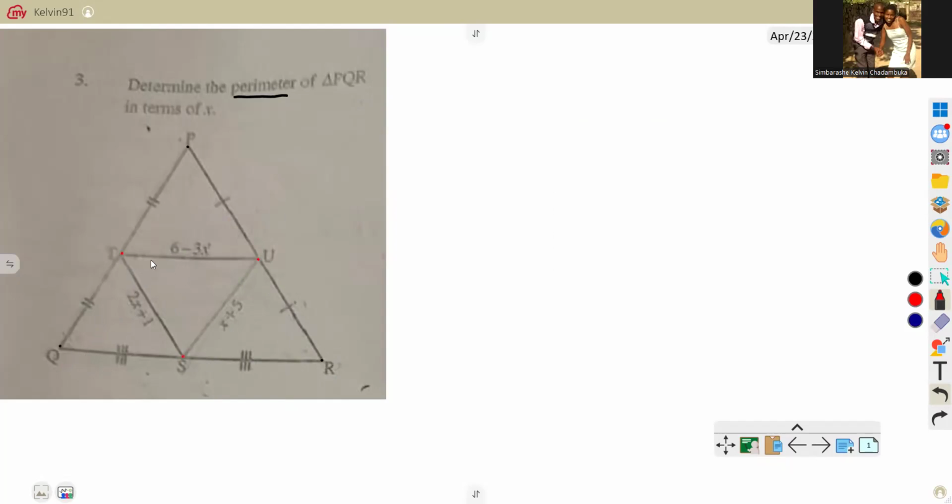So if we check from the midpoint theorem, it means a line drawn joining the midpoints of any two sides of a triangle will be parallel to the third side. So here it's midpoint, here it's midpoint. So it means this line here is parallel to this line. Then here it's midpoint, here it's midpoint, so this line is parallel to this line.